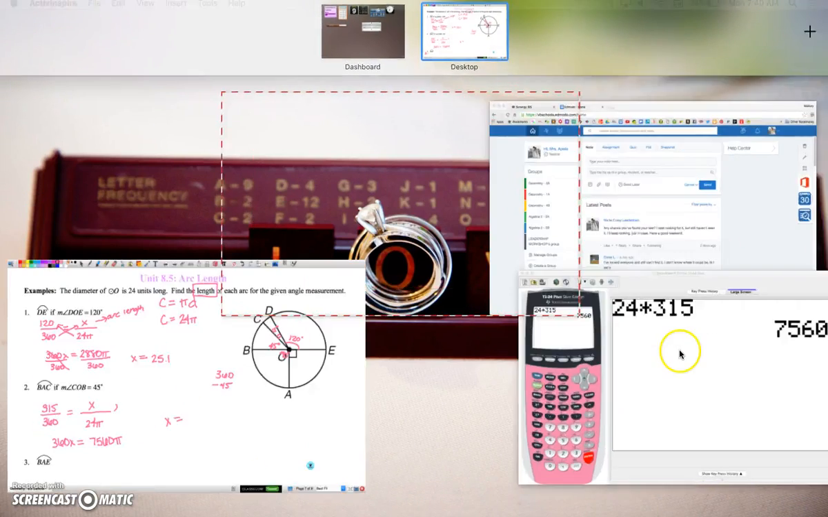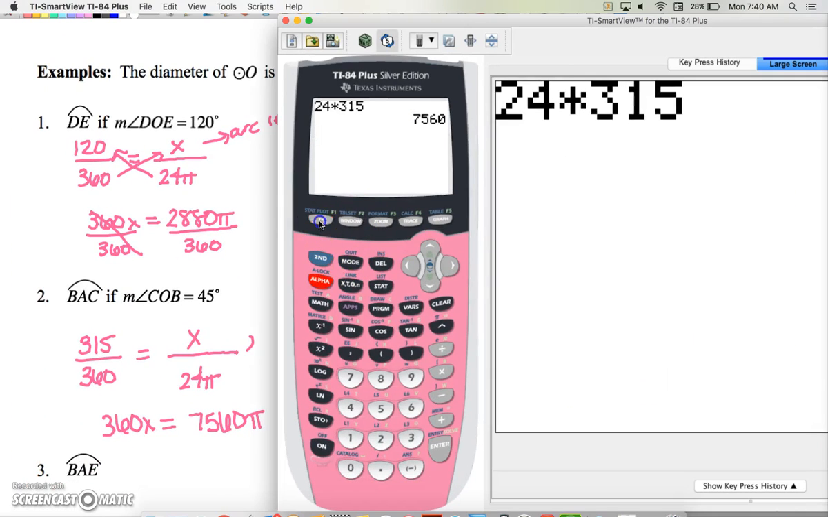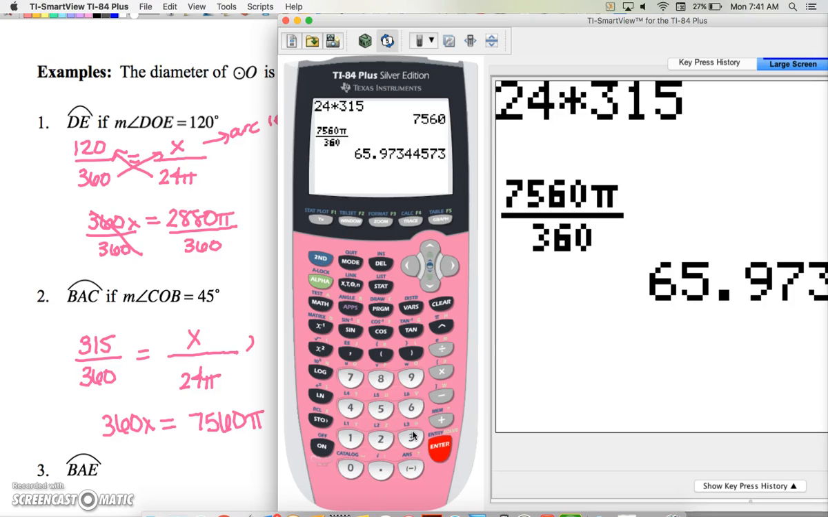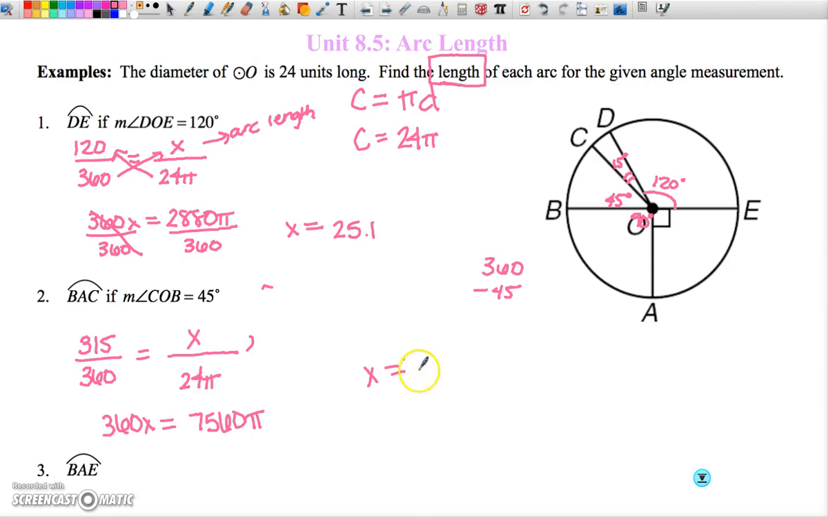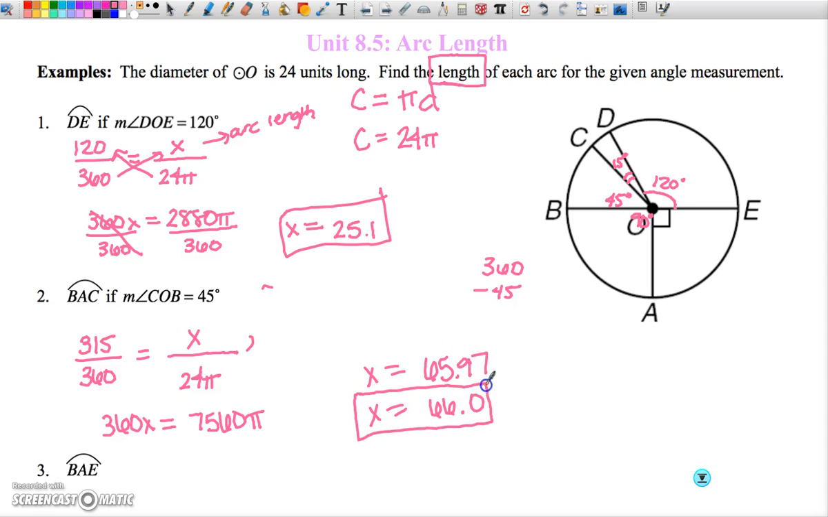So what I'm going to do when I go over here and enter this in is use the alpha y equals function and push enter, so that I can type in 7560, and I'm going to use the pi button, so second and then that up arrow, that's where pi is, push the down arrow and type in 360. And we get 65.97. If we were rounding to the nearest tenth, that would actually make this 66.0, because the 7 would round the 9 up, and that would automatically make it to the nearest tenth right there.